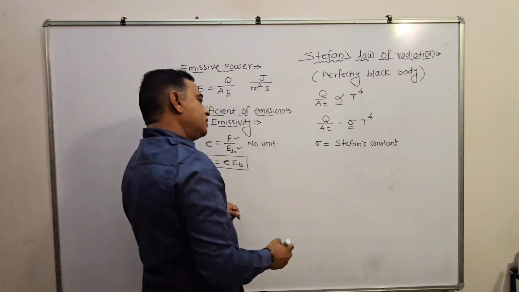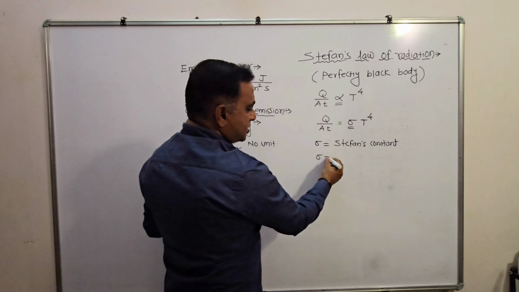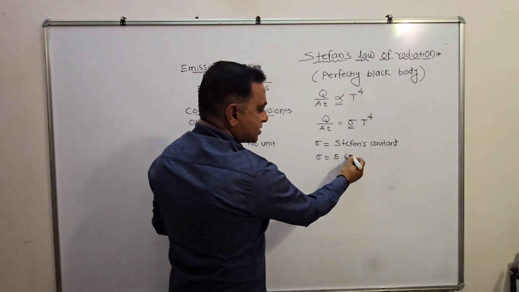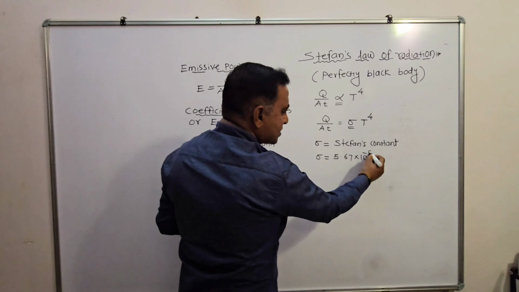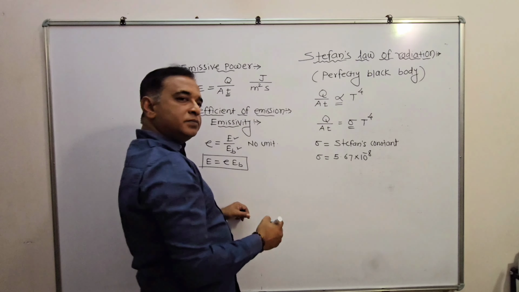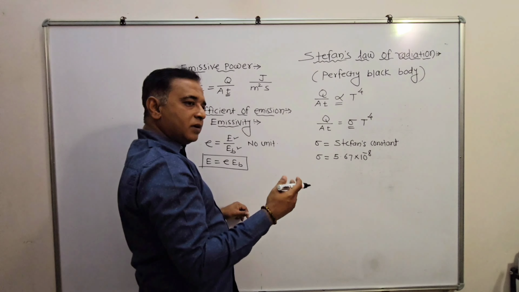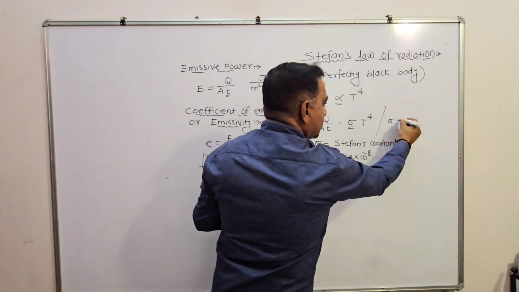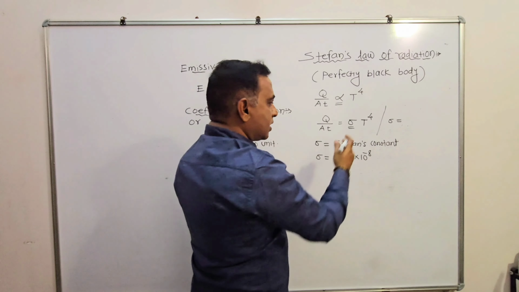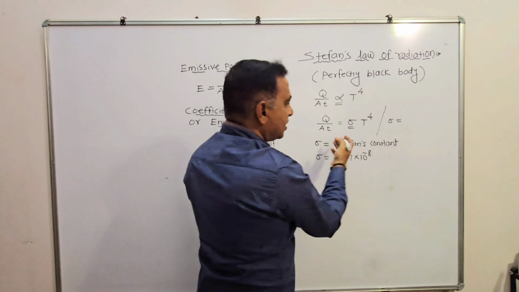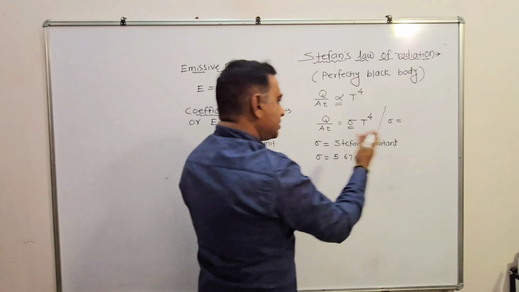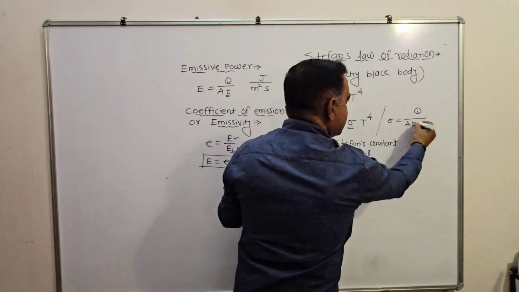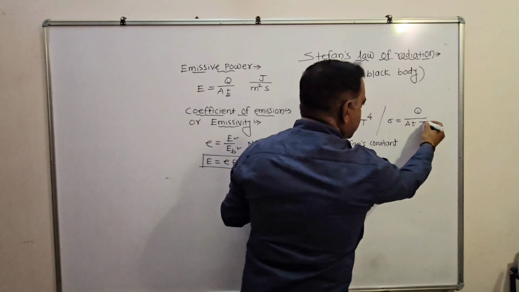What about the Stefan constant and its value? It is given by sigma is equal to, very easy to remember, 5.67 into 10 raised to power minus 8. What about the unit? Don't try to remember it, you will forget. You have to obtain it. Sigma is equal to Q upon A T as it is, divided by T raised to power 4.